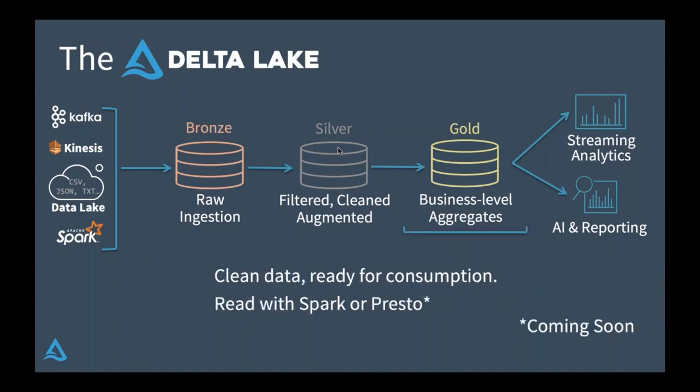And then finally, we move on to the gold class of data. This is clean data. It's ready for consumption. It's business level aggregates that talk about how things are running and how things are working. And this is almost ready for a report.